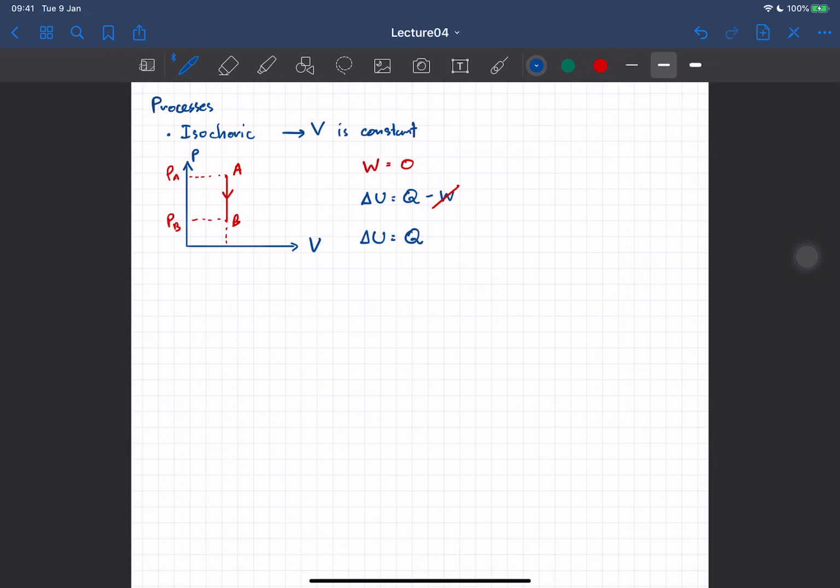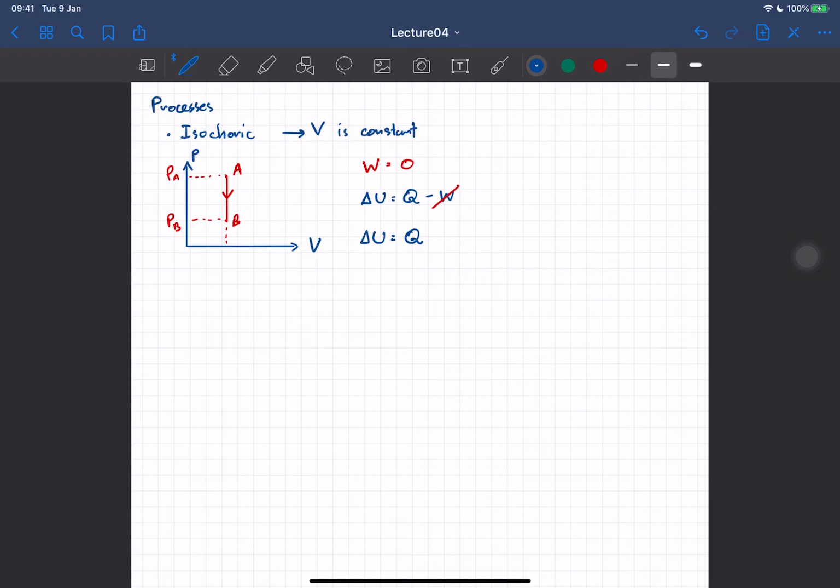So what does it mean? It means that all the heat that you put into the gas will be used to increase the internal energy with 100%, because you don't waste any energy for work, where work is 0, right? So everything you put in terms of heat will become the change in the internal energy.